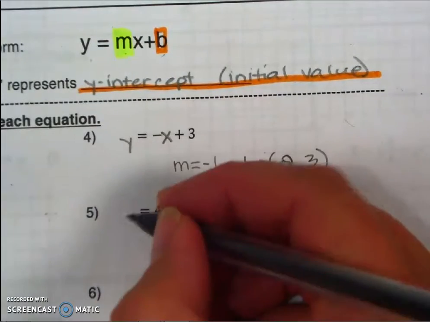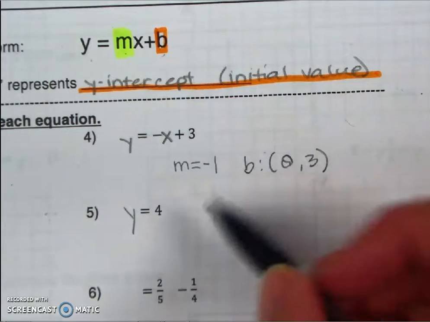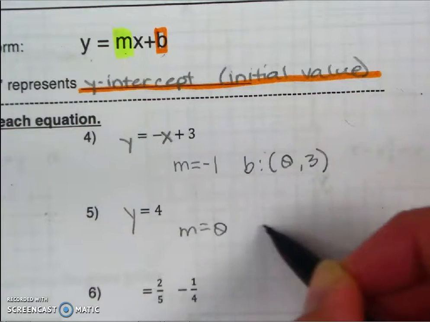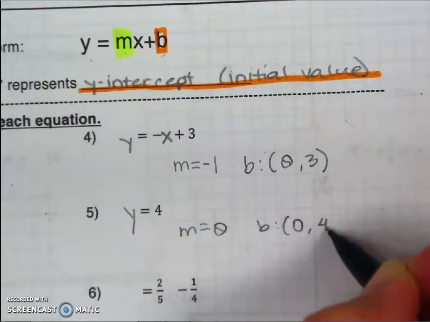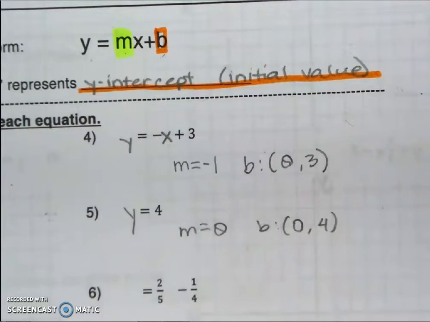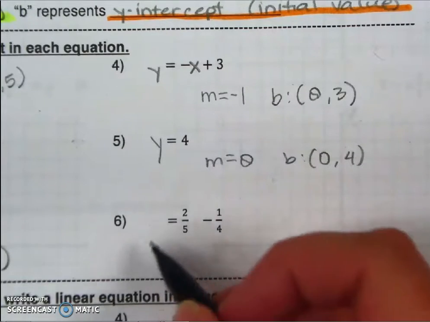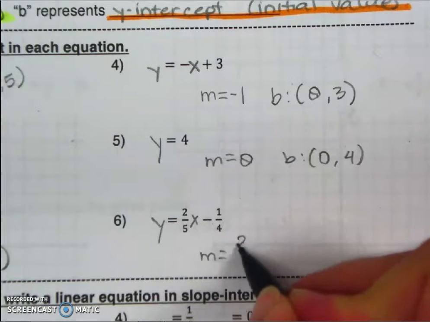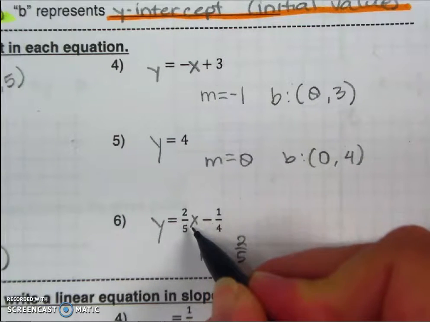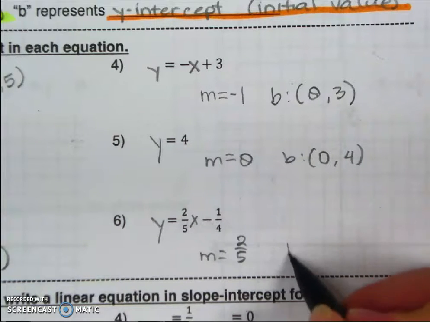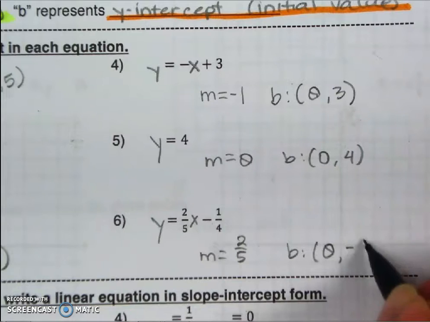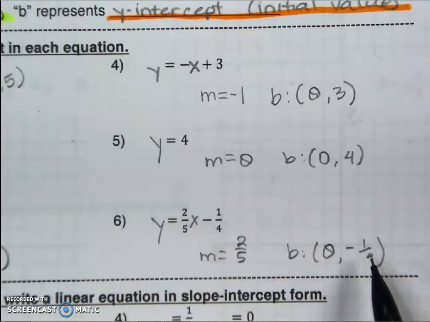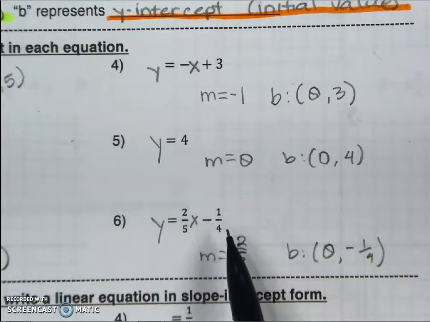Number 5 should say y equals 4. If y equals 4, that means my slope doesn't exist. It's not on there, so the slope is 0, and the y-intercept is (0, 4). So if there's no x even there, then it would just be 0. How about this one? Y equals 2/5 x minus 1/4. Our slope would be 2/5 because that's the number in front of the x. Don't mind that bell. And the y-intercept would be (0, -1/4). So that one would be a little trickier to graph because -1/4 is kind of hard to find on the grid. But we know from there it would go up 2, right 5, up 2, right 5, up 2, right 5.